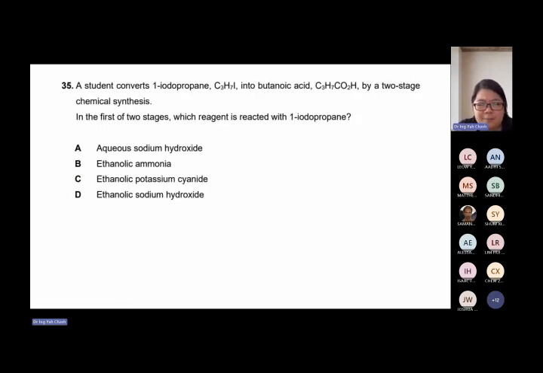Question 35. A student converts 1-iodopropane, this is 1-iodopropane, into butanoic acid, this is butanoic acid. C3H7I to C3H7CO2H. Why do I leave an empty space here? Because it says it's a 2-stage chemical synthesis. So the first stage will convert 1-iodopropane to something first.